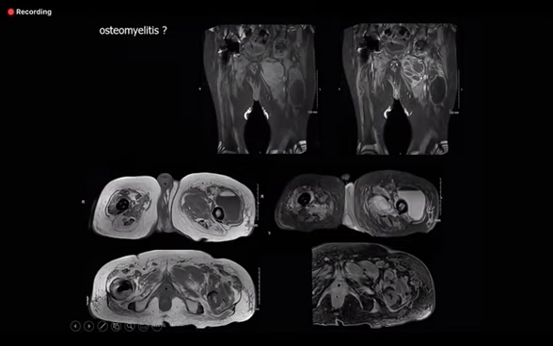This is a T1 weighted sequence, and this is a fat saturated STIR sequence. So there is fat within this. How do you explain this? What is the inference of this? So that means the marrow fat has escaped. Excellent.